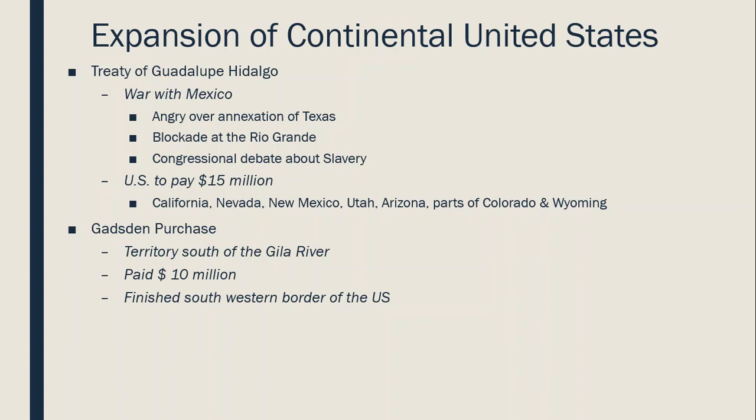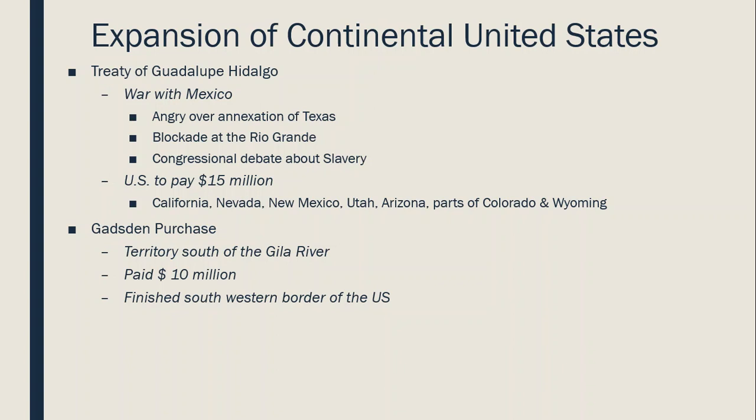Again, this is a congressional debate, again with the issue of slavery, because if we take over more land, are we going to allow the institution of slavery to continue to spread? Well, we end up winning the war with Mexico, and the Treaty of Guadalupe Hidalgo is established. The United States ends up paying Mexico $15 million. Now you may wonder, the US won, why are they paying Mexico? But this was money to try to ease things over with Mexico.